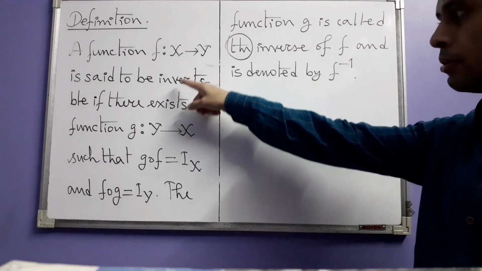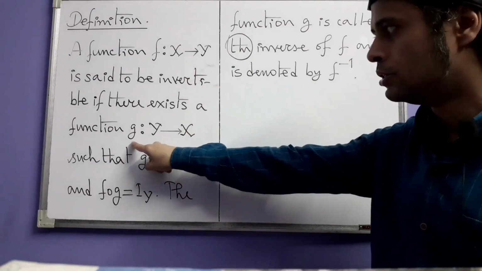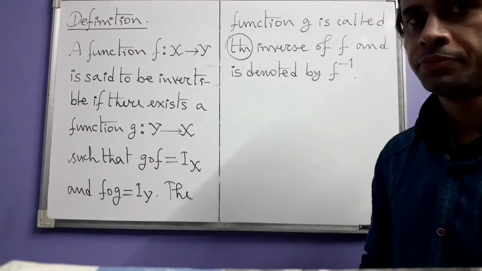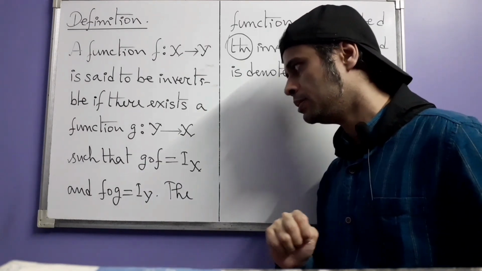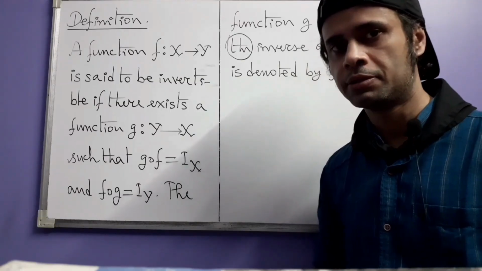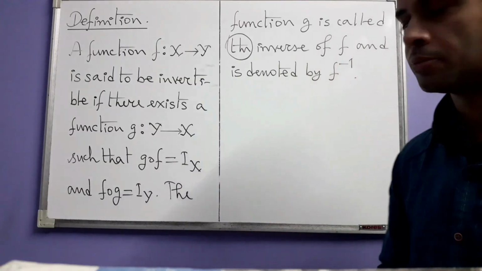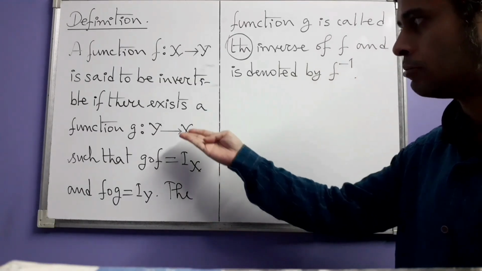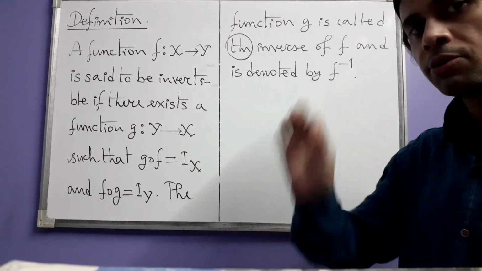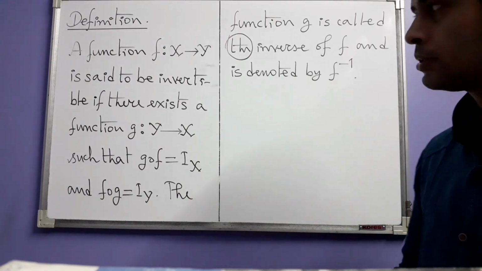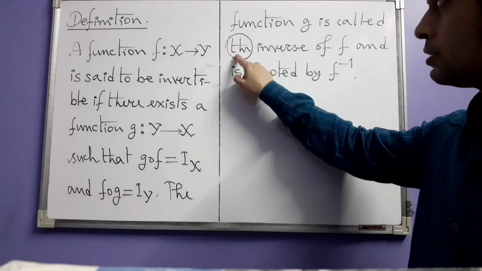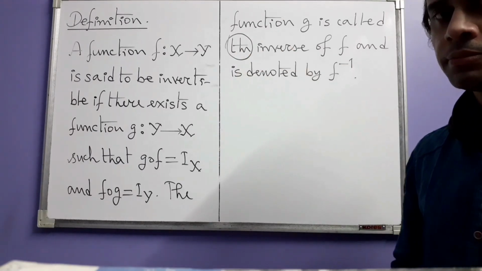The definition nowhere says that g has to be unique. It simply says that if there exists such a function g for which these two things happen, then f is said to be invertible. What is the guarantee that whenever a g exists, that is the only g? Maybe more than one g exists. So in that case, is it okay to use the?